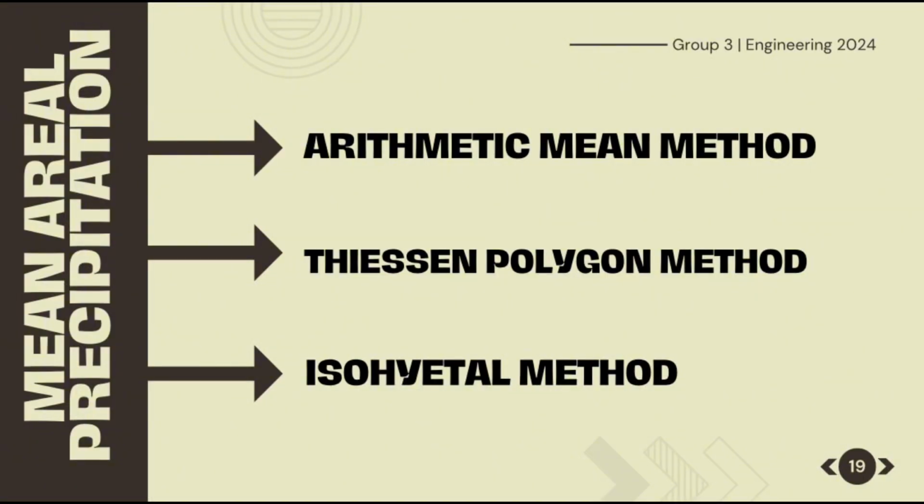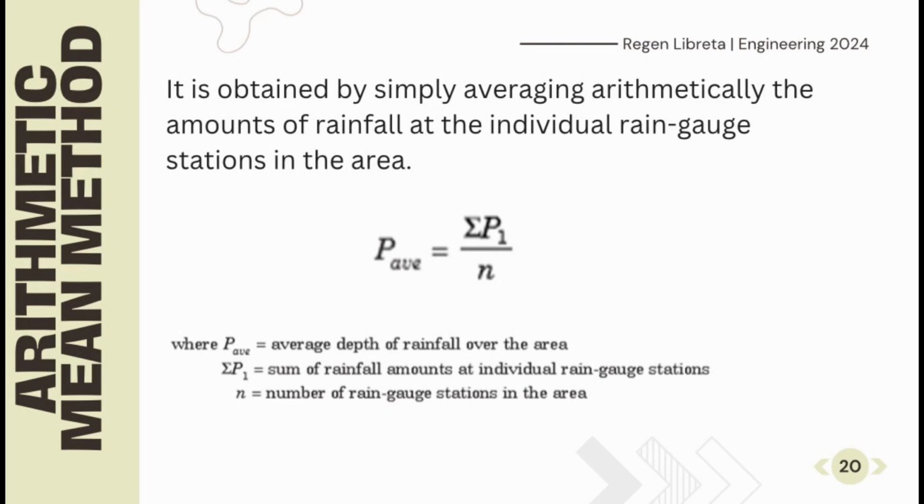So we have the mean areal precipitation: the arithmetic mean method, Thiessen polygon method, and isohyetal method. The arithmetic mean method is obtained by simply averaging arithmetically the amount of rainfall at the individual rain gauge stations in the area. So we have the formula, the P average, the summation of P1 all over N, where P average is the depth of rainfall over the area, the summation of P1 is the sum of rainfall amounts at individual rain gauge stations, and N is the number of rain gauge stations in the area.